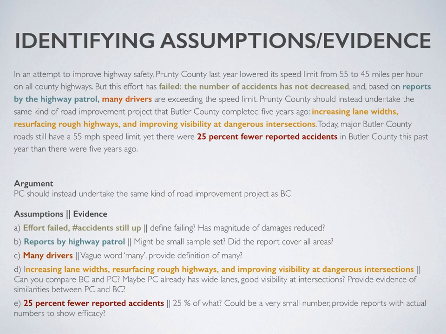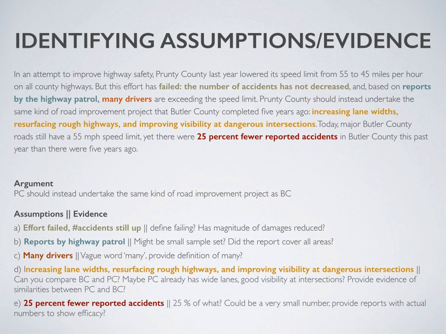The second assumption comes based on reports given by the highway patrol. Now the thing is, you don't know anything about these reports. You don't know what the sample set of these reports were. You don't know whether it covered maybe just one road. What if the reports just covered one road? Then it's not a big enough sample set that deterministically can say anything. So maybe information about those reports, whether they're accurate, how big the sample sets are, that they cover all the areas of Prunty County. Information regarding those reports will definitely help you understand this argument better.